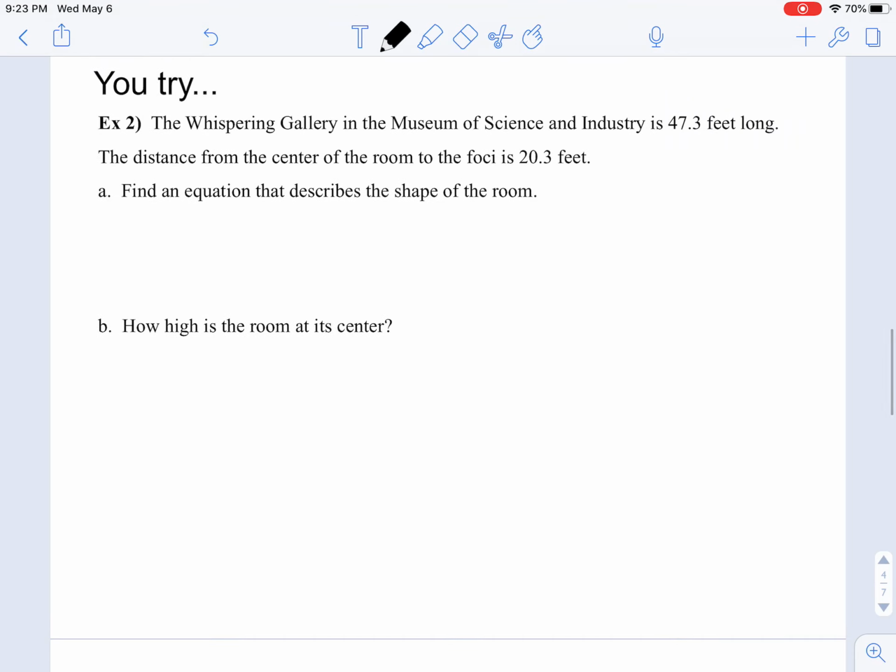Okay? A second example, the Whispering Gallery again. Now this is the one at the Museum of Science and Industry. And what we know here is that the Whispering Gallery is 47.3 feet long. Now remember, when we're talking about these Whispering Galleries, we're basically talking about a room that is elliptical in shape. However, it's really only half of an ellipse. So keep that in mind. We're looking at half of this ellipse.